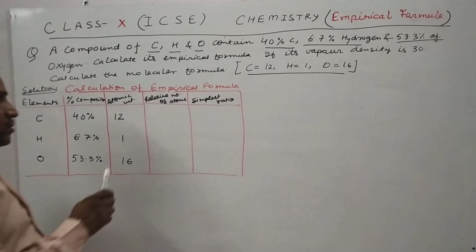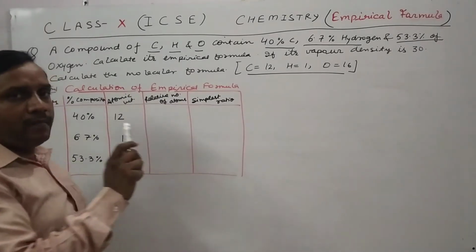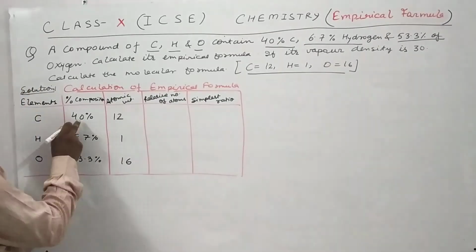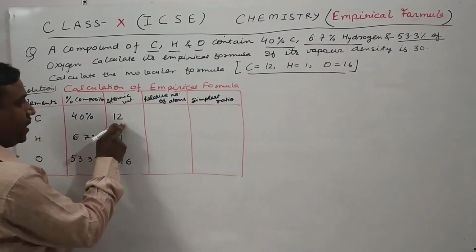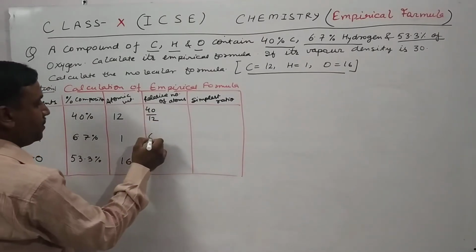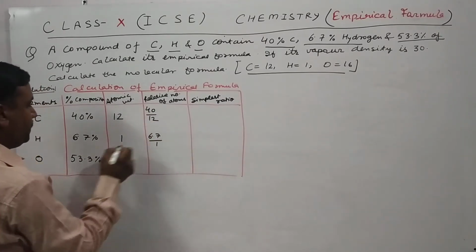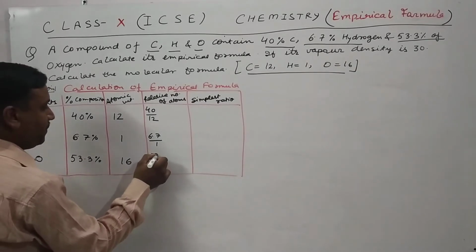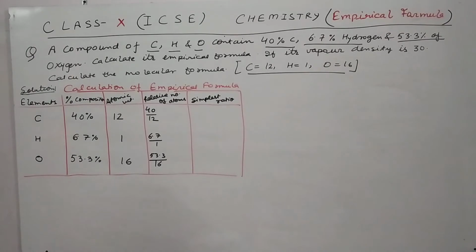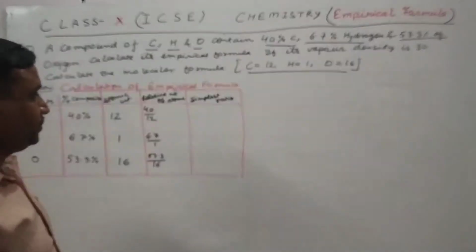Now there is the actual solving here. Relative number of atoms. How can you calculate the relative number of atoms? By dividing percentage composition by atomic weight. Like 40 divided by 12. Here 6.7 divided by 1 and at last 53.3 divided by 16. So in this way we can divide.